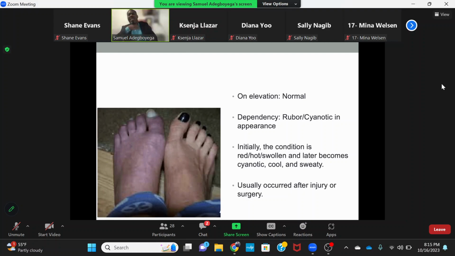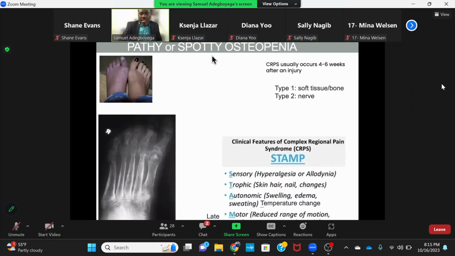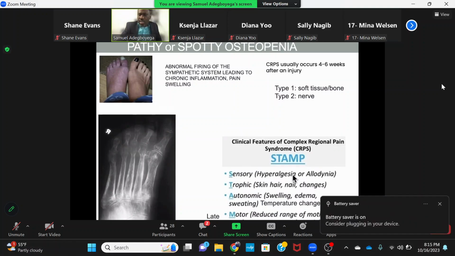Red, hot, swelling in the initial presentation. And later on, weeks later, it will be cyanotic, cold, sweaty. When you elevate them, it turns regular. When you put them down, it turns this purplish red color. Okay, CRPS. So with CRPS, basically what happens is an abnormal firing in the sympathetic system, leading to chronic inflammation, pain, and swelling. But again, the mnemonic you should know is STAMP, right? With STAMP, you have hyperalgesia. They're very, very sensitive.